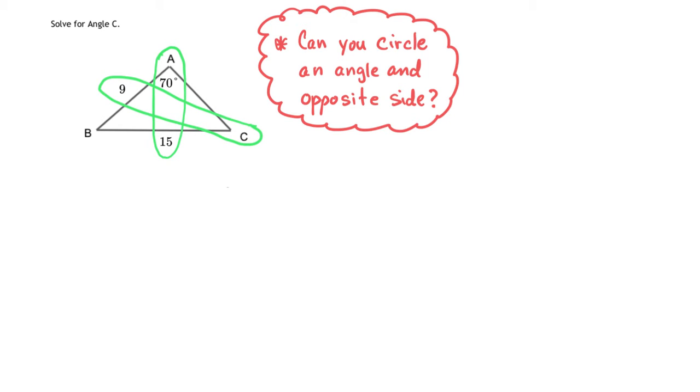We'll use those two circles I just made to make a proportion. Here's how you set it up. It's always sine of your angle over the side equals sine of your angle over the side. Now, in this case here, I'm going to say sine of 70 over 15, like you see right here. That's going to equal sine of C over 9, like you see here.